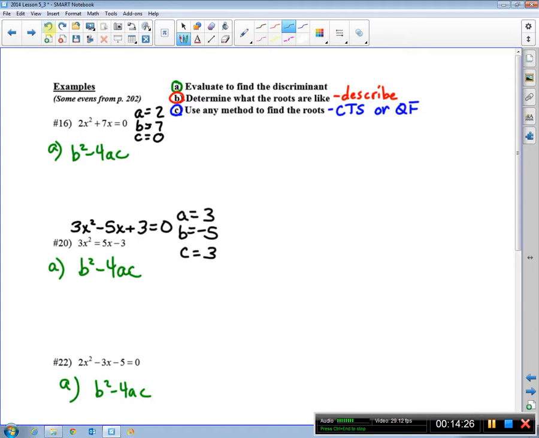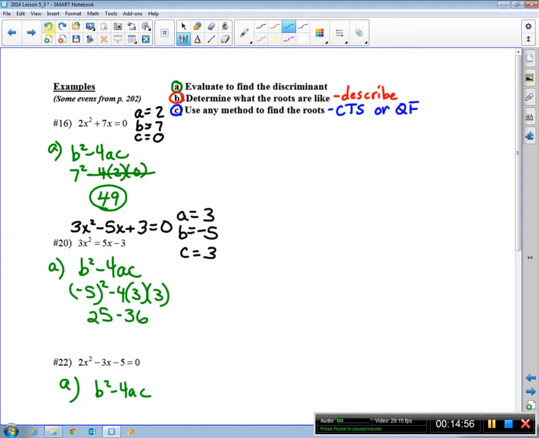Let's find some discriminants. B squared minus 4 times 2 times 0 is 49. B squared minus 4 times 3 times 3. We've got 25, positive 25, minus 36. And our discriminant is negative 11.